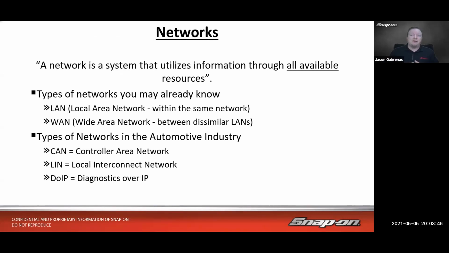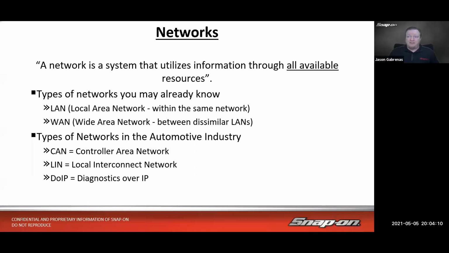So to get grounded, to get started, let's just talk about networks in general. So a network is a system that utilizes information from all available resources. So we think about all the nodes connected to this network. It's going to use information from all of them. If you think about maybe the network in your house, so you could print on your printer that's connected to your network from your phone. Then you can be sitting on the couch and the printer could be in the other room on the other side of the house. That's your network altogether.